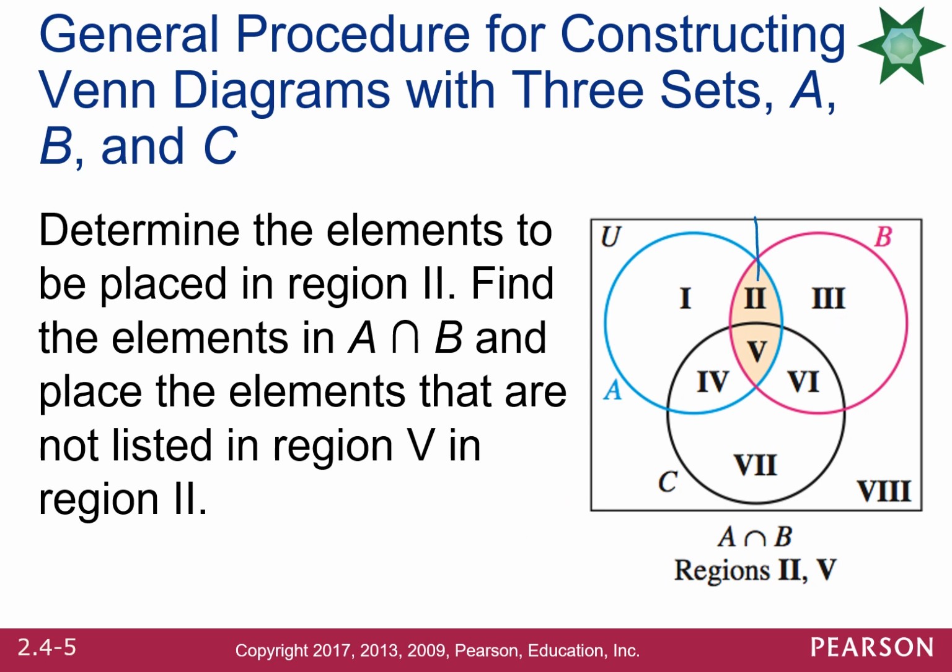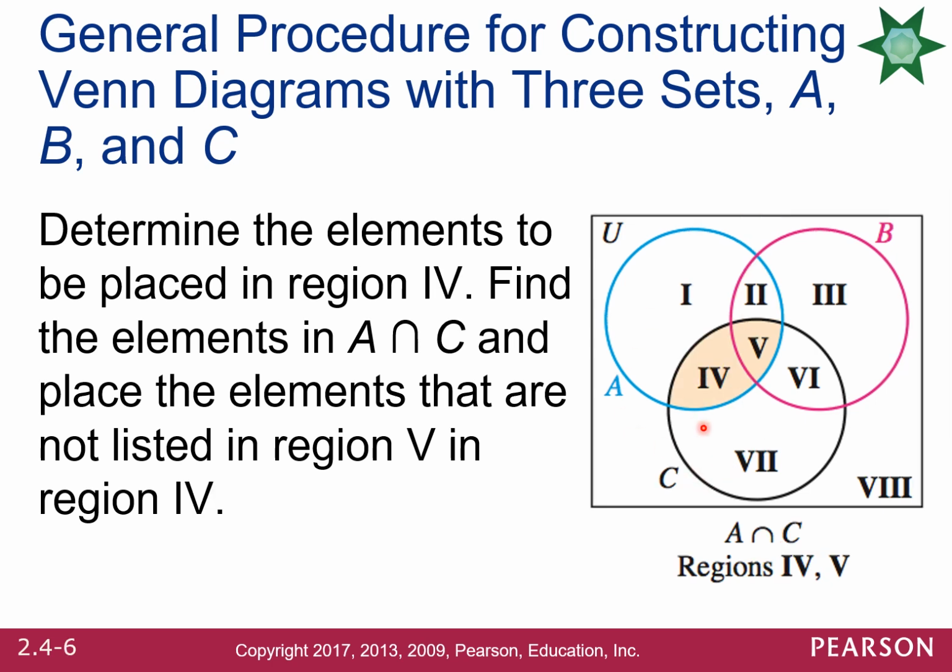Let's write that. Region 2 is going to contain elements common to set A and set B. What does it say here? It says determine the elements to be placed in region 2. So we have to find the elements that are common to A and B, which means A intersection B. That goes in region 2.